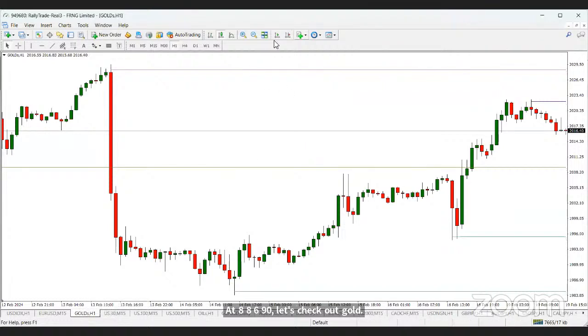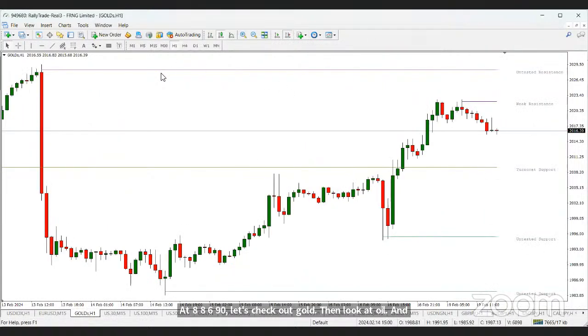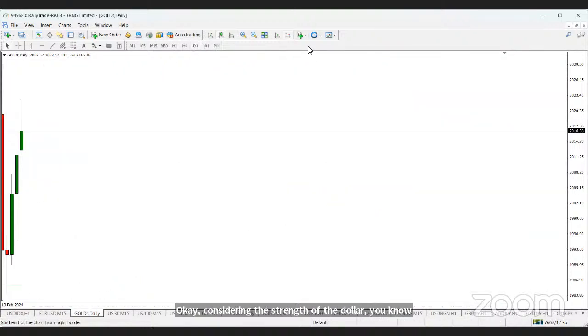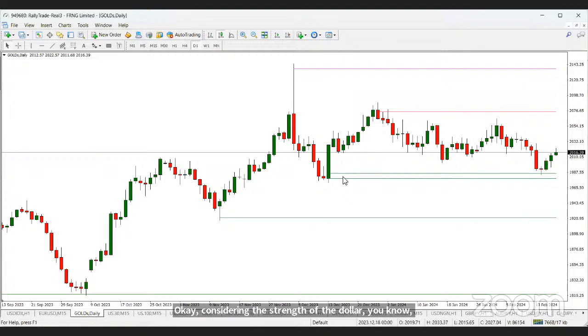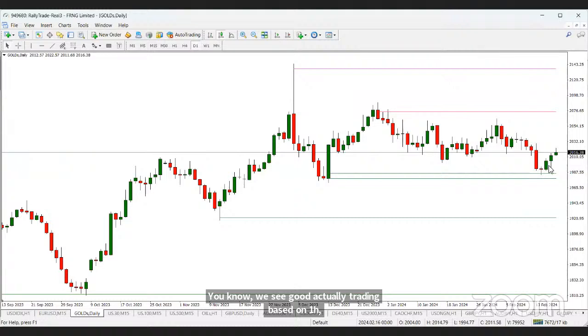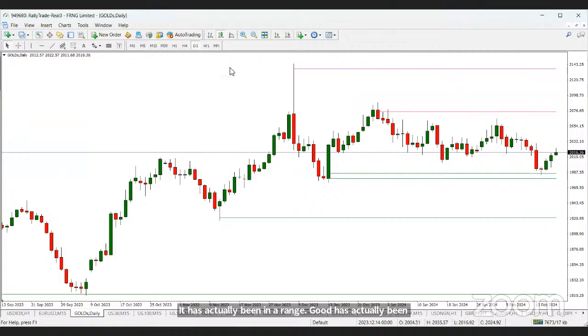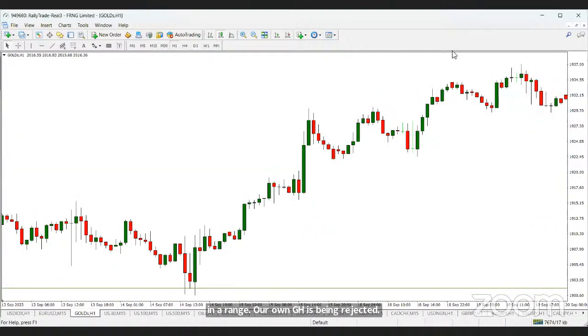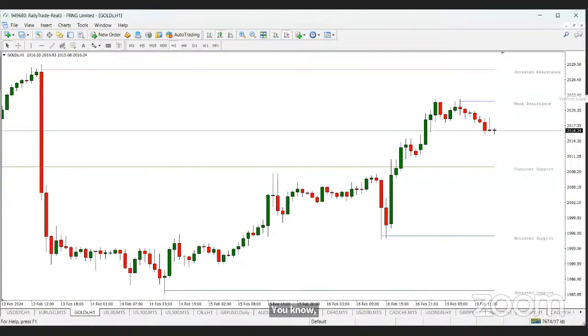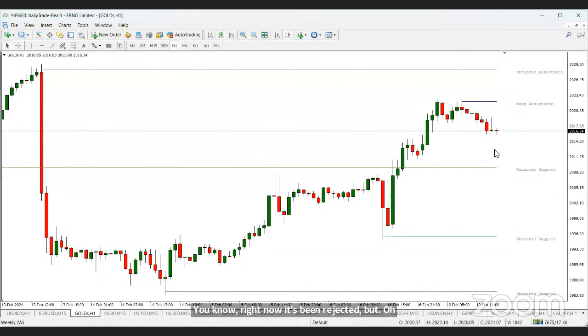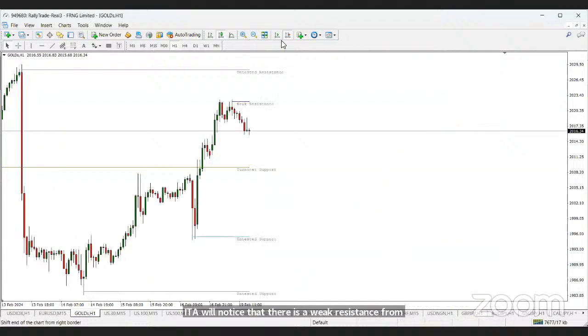Then look at oil, and if we have more time, we can consider others. Considering the strength of the dollar, you know how the dollar was rising from a support zone, we see gold trading bearish on 1 hour. But on the daily time frame, notice that gold has been in a range around where it is being rejected right now. On 1 hour, there is a weak resistance from which it is retracing. It's doing some level of retracement.